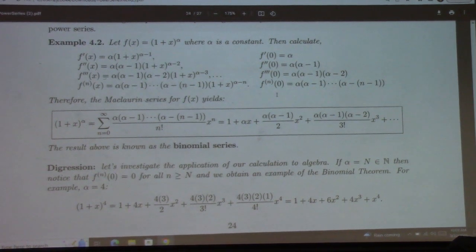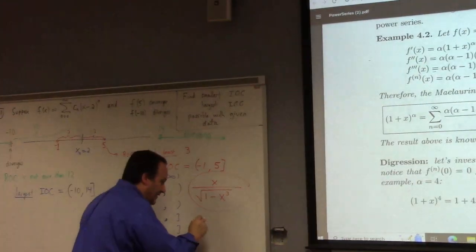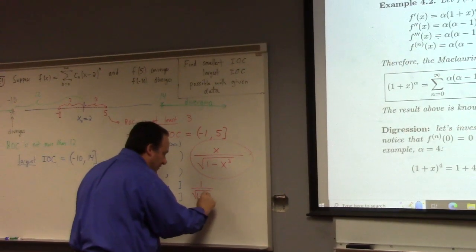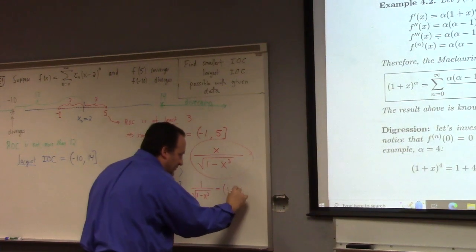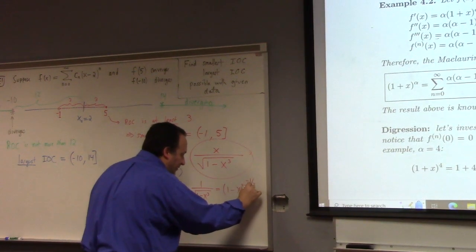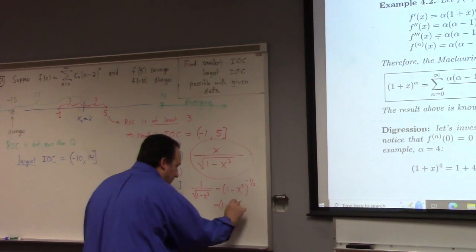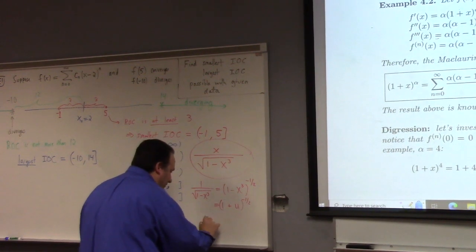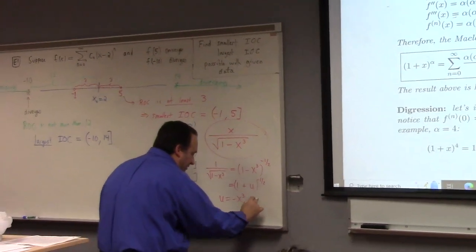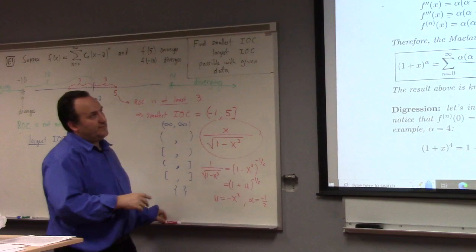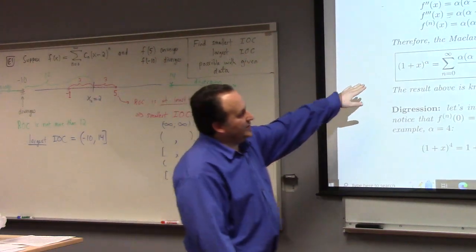Ignore the x, and just look at this as 1 over the square root of 1 minus x cubed. The way to do this is to think of that as 1 minus x cubed to the minus 1/2 power. So basically, make this 1 plus u to the minus 1/2 power, where your u is minus x cubed and your alpha is minus 1/2. What I derive right here is known as the binomial series.